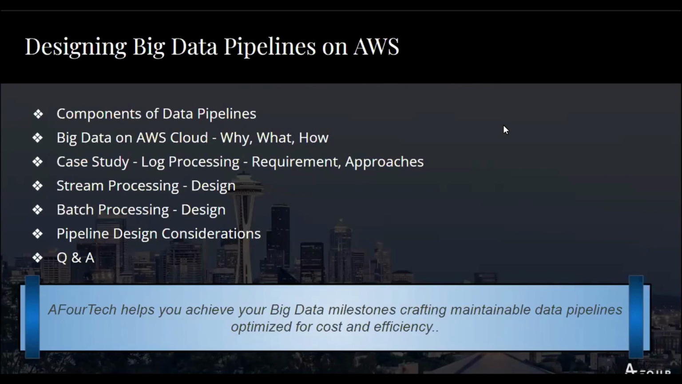One of the main aspects of today's webinar is to go into some of the patterns of big data processing, mainly stream processing and batch processing. But before diving in there, we would take a case study and look at that case study by designing solutions on streaming and batch processing. But then dive into looking at some of the design considerations for general pipeline design, right?